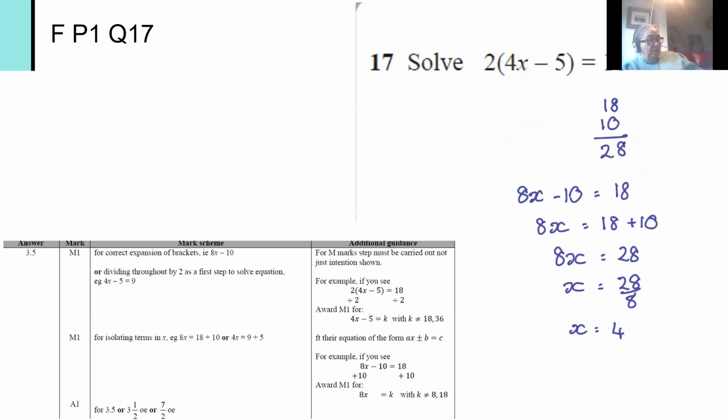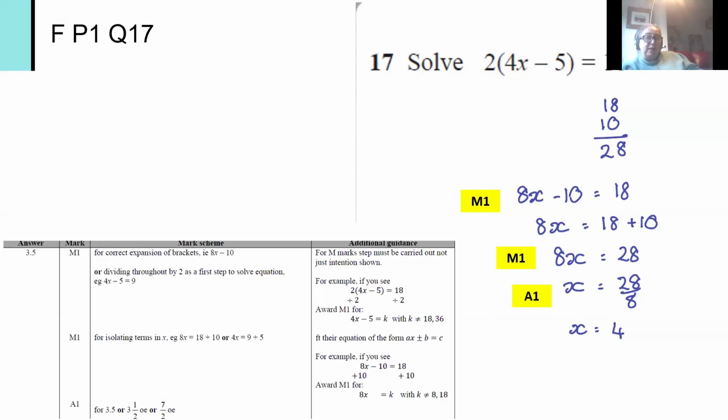Same question. We've got correct expansion of the brackets. They've got 8x equals 28. So they get the second one. And then they get their 28 divided by 8, or equivalent, of 3.5. So we could at that point, or have at that point, ignored subsequent working, because the unsimplified fraction of 28 over 8, 14 over 4, 7 over 2, would give them the correct answer.